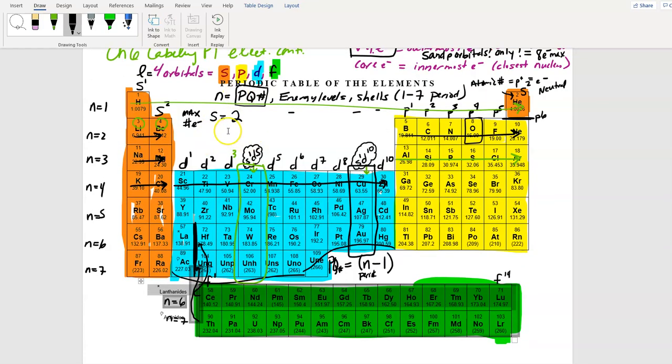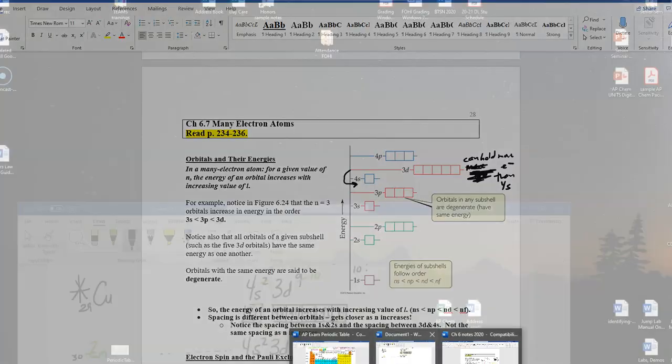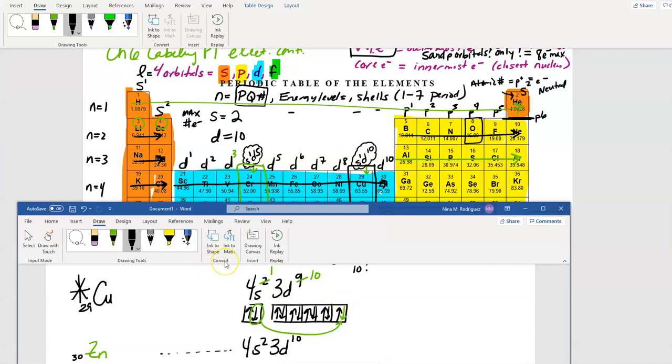And that's it. A D can only hold 10. Well, I erased it, sorry. A D can only hold 10. So we're done with the D block. And then when we go to the next element, now we're in the P. So 3d10. How many valence? Still got 2 electrons. And then how many core? Well, 30 minus 2, 28.